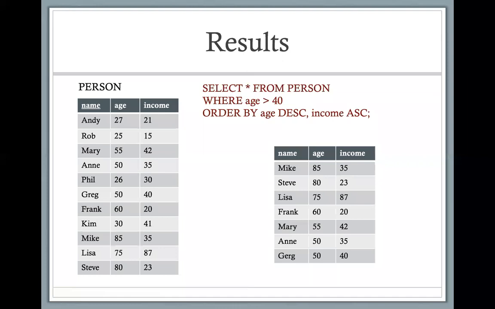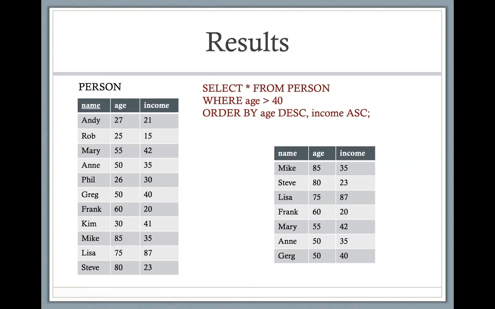I get Mike on top because he has the highest age, since I'm doing age descending, followed by Steve, followed by Lisa, followed by Frank, followed by Mary, because I'm sorting based on age primarily. And then I get Anne and Greg. Both of them have age 50. Should I put Anne first or Greg first? I resort to income and use ascending, right? So the one with the smaller income would appear on top, followed by the one with the higher income. So in that case, I get Anne first, and then Greg, because Anne makes less than Greg.